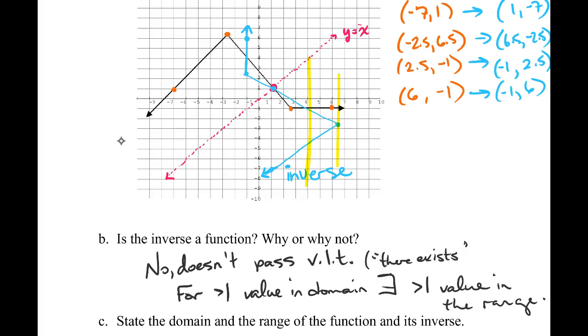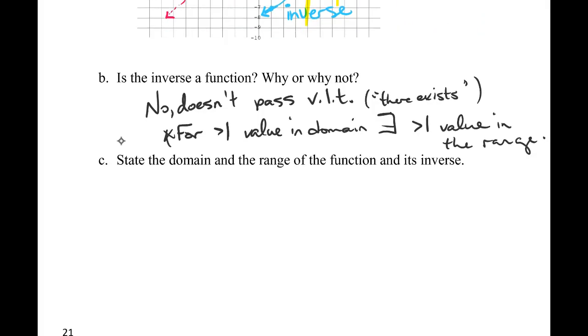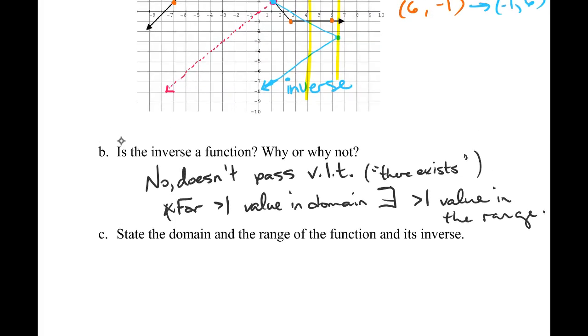Okay, so just as some FYI, this is a more mathy language. "Does not pass the vertical line test" would be a sufficient argument. State the domain and range of the function and its inverse. We can't call the inverse a function because it doesn't pass the vertical line test. That's why I didn't use that f to the power of negative 1 notation.